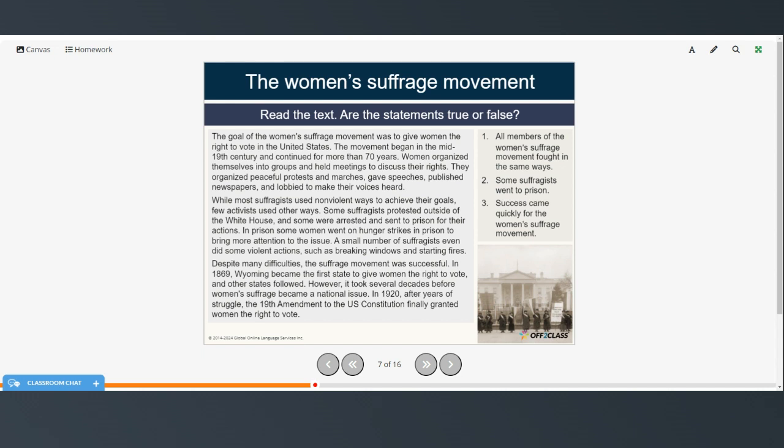So, are these questions true or false? All members of the women's suffrage movement fought in the same ways. Well, that was false because it said mostly they were peaceful and nonviolent, but there were a few that were violent, and they also used different methods. Some suffragists went to prison, that was true. And success came quickly for the women's suffrage movement, that is false.